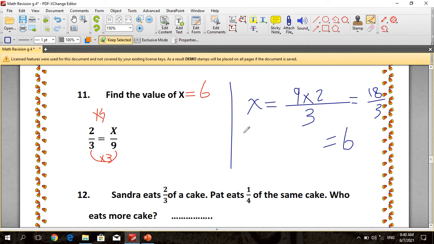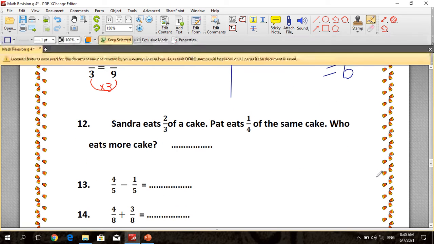But I prefer the first one. I see it much easier. If you like the second one, it's up to you. It's important for me that you answer in the correct way. Okay? Now let's go for the second question.